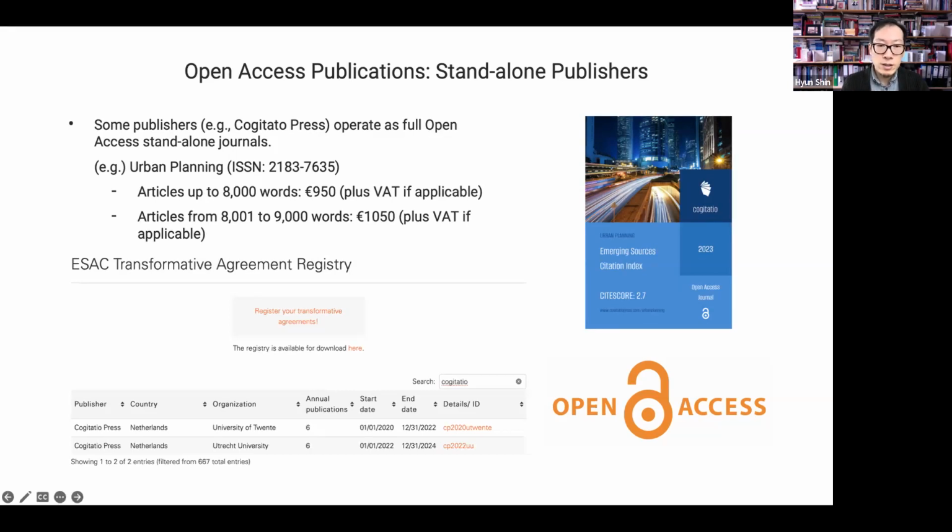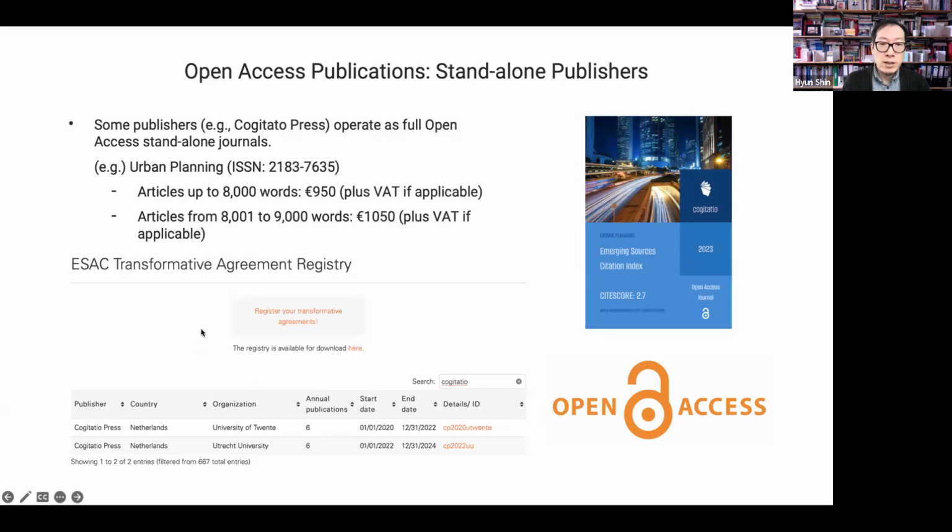One exception is these two universities I was able to find in the Netherlands, and they have persuaded universities such as Utrecht University in the Netherlands to allocate some funding for researchers who want to publish in Urban Planning.